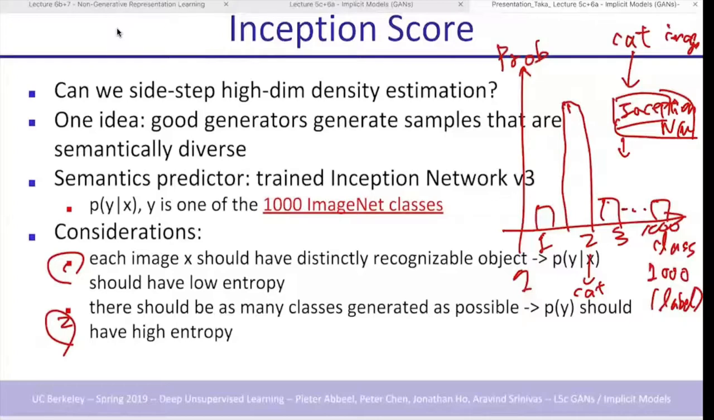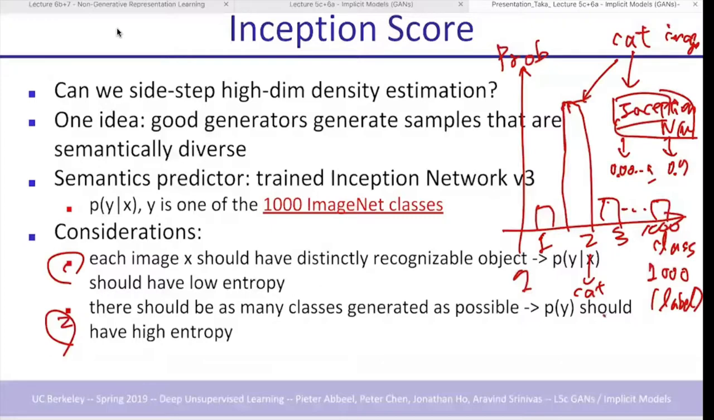For class one, the probability score is very low, something like 0.001. For class two, we get a much higher confidence score, let's say 0.7 or so. In this case, the image generated by GAN should be good, because the classifier can easily identify that this is a cat image. That means the image generated by GAN is a real-looking image.